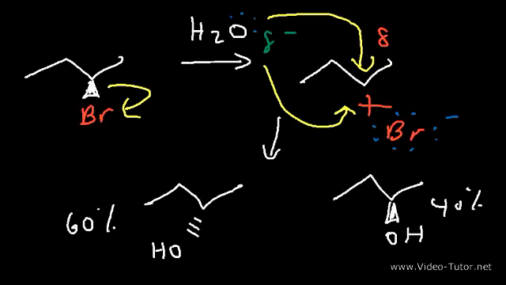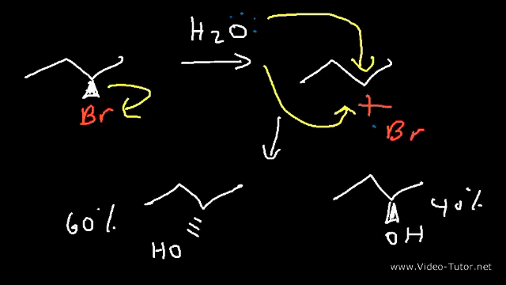Once the bromide leaves, it has a positive charge. So it definitely wants to attack it from the back. We don't have the influence of this bromide ion repelling the water molecule. So that's why the inverted product is still slightly more than the retention product. Bromide doesn't block access from the back, it blocks it from the front.